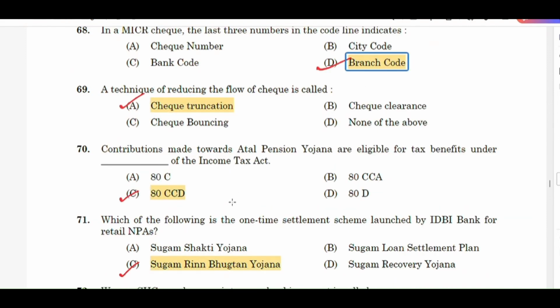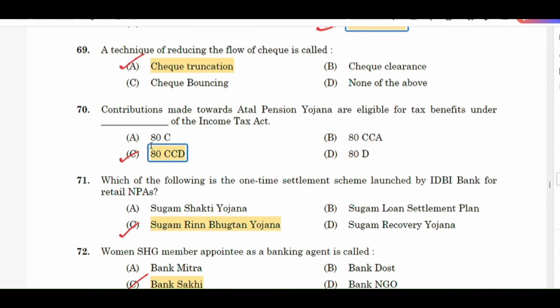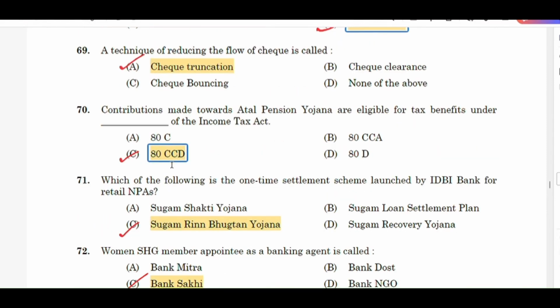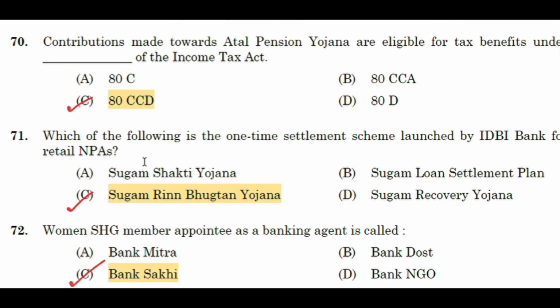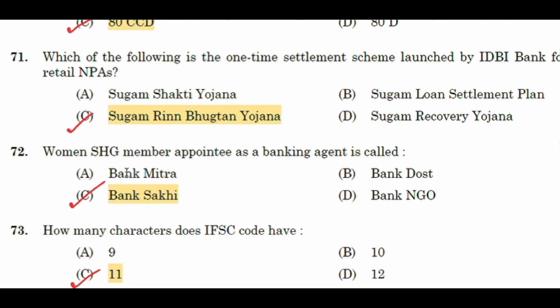Next question: contributions made towards Atal Pension Yojana are eligible for tax benefits under dash of the Income Tax Act. Answer is 80CC. Which of the following is the one-time settlement scheme launched by IDBI Bank for retail NPAs? Answer is option C, Sugam Rin Bhaktan Yojana. A woman SHG member appointed as a banking agent is called? Answer is option C, Bank Sakhi.